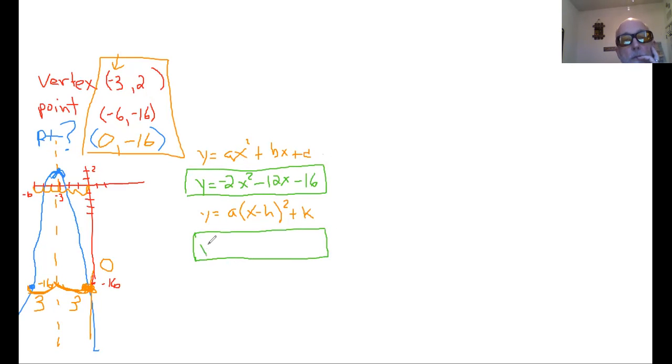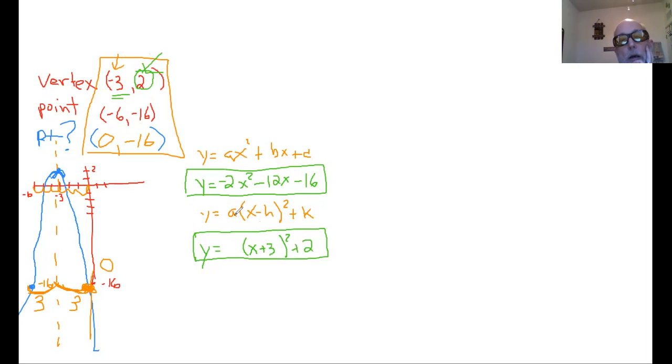What's the other one? Well, the parentheses. So what do we know? We know that the k number is 2 because the number at the end is exactly what the vertex is, right? And then this one, inside here, it's always the opposite. So if this is negative 3, then this one has to be plus 3.